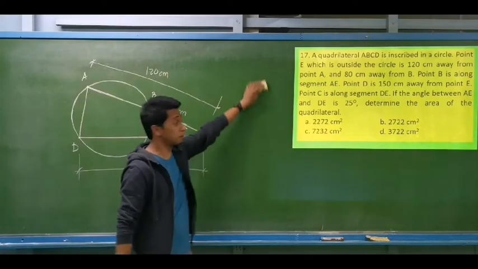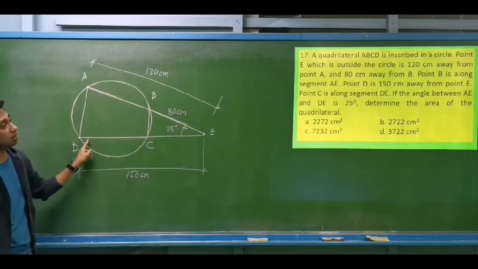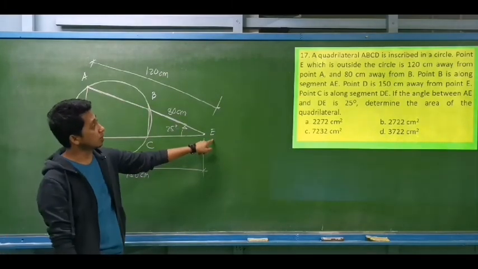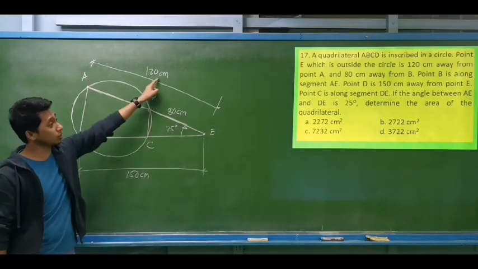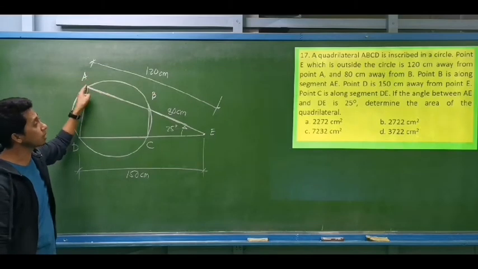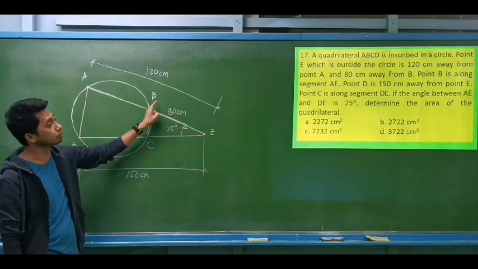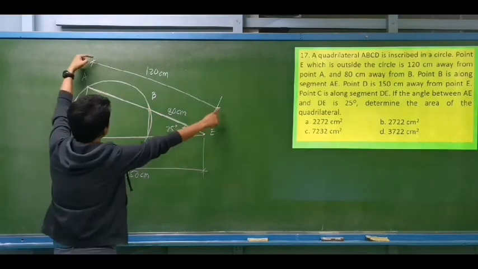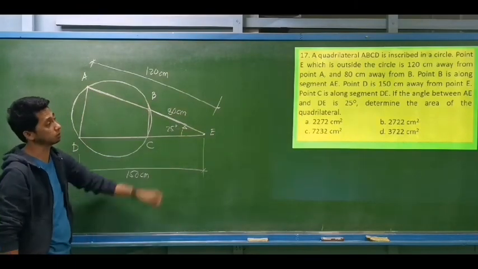Let's have this example, number 17. A quadrilateral ABCD is inscribed in a circle. Point E, which is outside the circle, is 120 centimeters from point A and 80 centimeters away from point B. So point B is along segment AE. From A to E, nandito lang si B, somewhere in between.